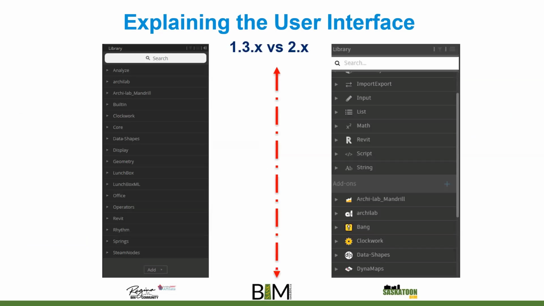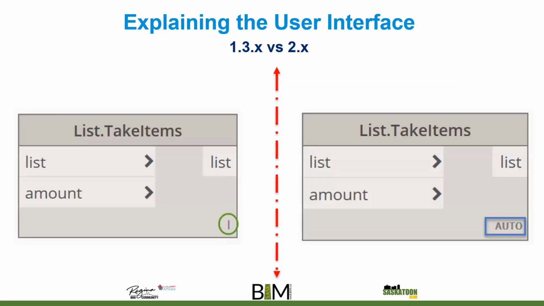And a couple of quick slides just to show you things that are different between a 1.3 and a 2.whatever version. And again, if you have the possibility, if you're starting from scratch, please use a 2.whatever. And if you're working with Revit 2020 or above, it's only 2.whatever. So as you can see, the library looks a little bit different. The nodes look a little bit different.